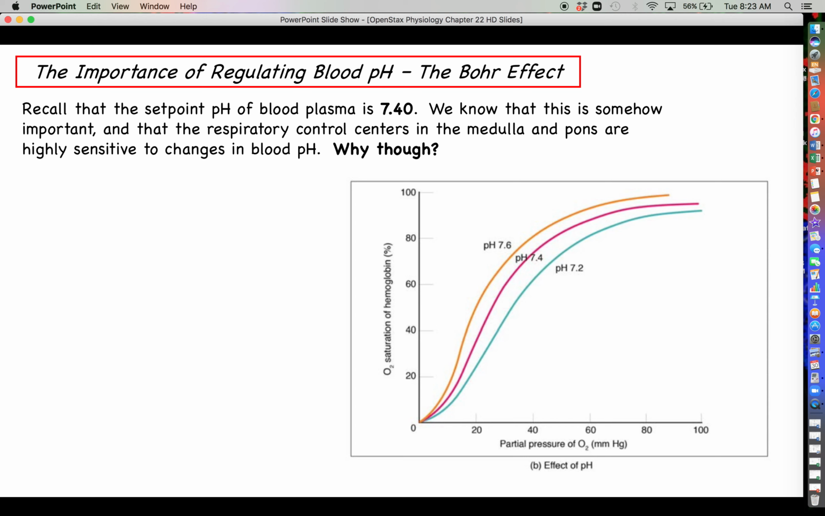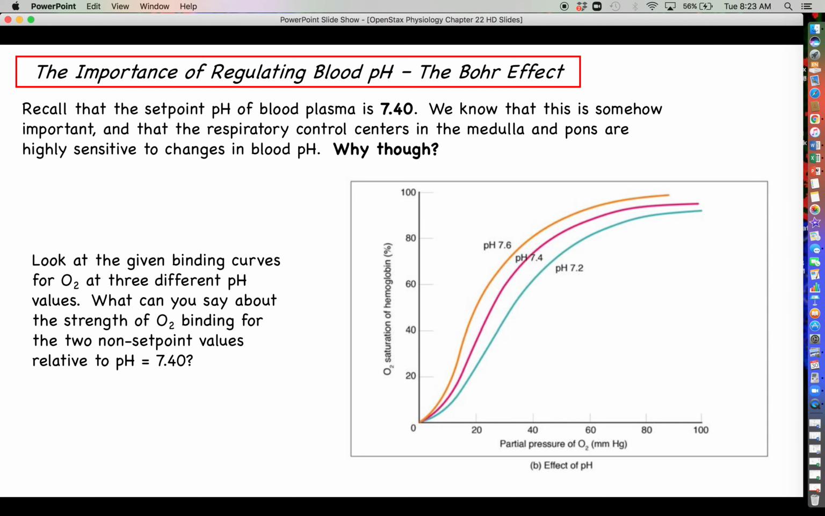But why though? Why do we need to do that? Well, now that we've had a discussion on hemoglobin, we can confirm that it has to do with hemoglobin's affinity for oxygen. If you look at these three dissociation curves here, the red curve represents the dissociation affinity curve for oxygen for hemoglobin at the normal set point pH of 7.4. When the pH becomes too basic, such as 7.6, for example, when carbon dioxide concentrations are too low, you can see the affinity that hemoglobin has for oxygen starts to get higher.